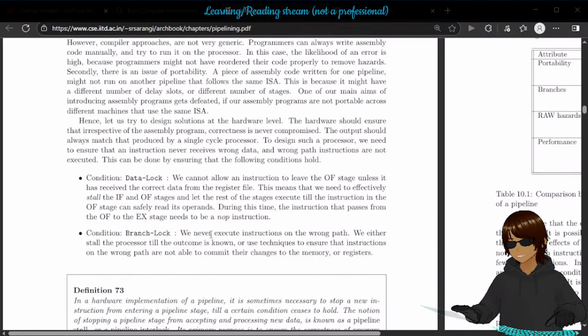Condition branch lock. We never execute instructions on the wrong path. We either stall the processor till the outcome is known or use techniques to ensure that instructions on the wrong path are not able to commit their changes to memory or registers.